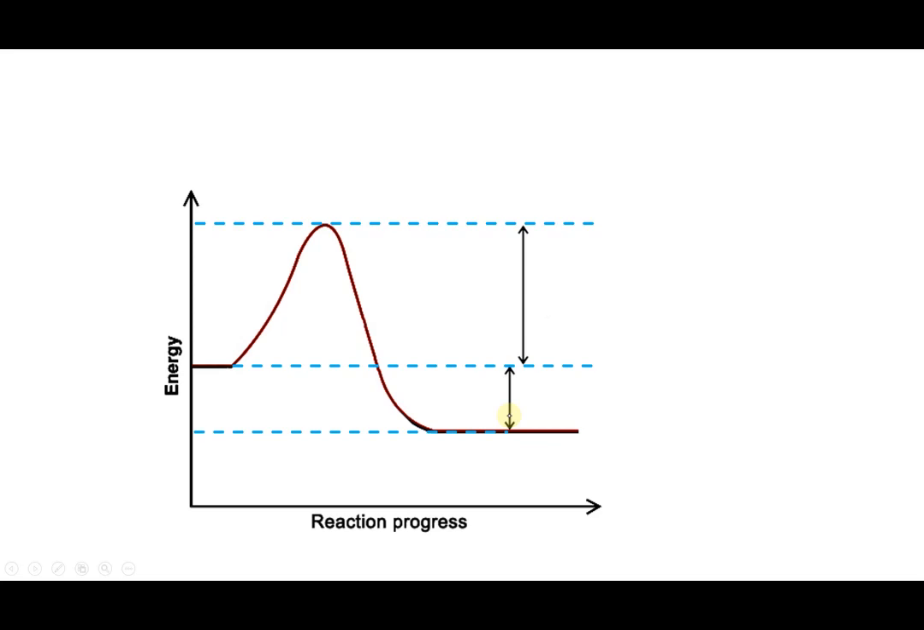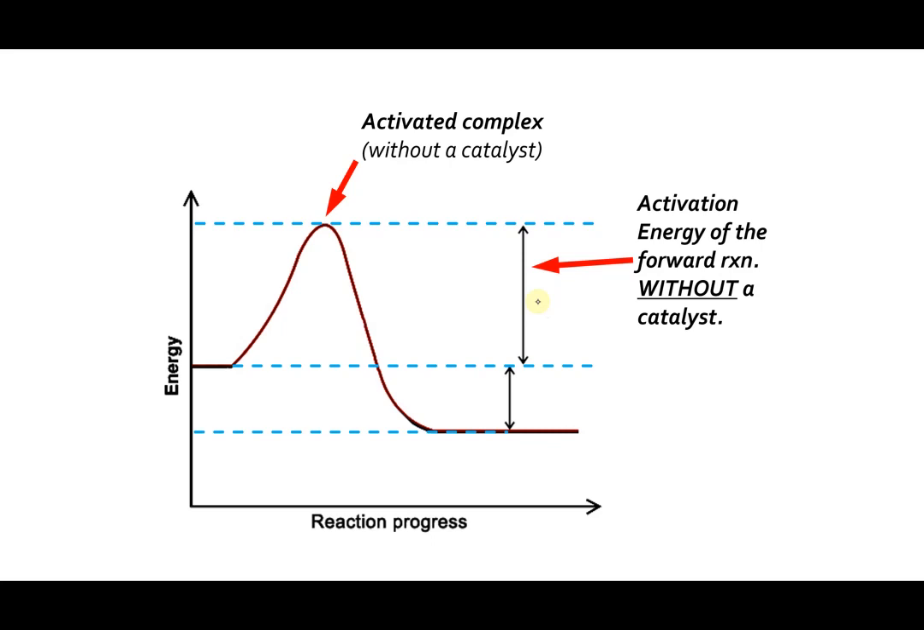And the activation energy then is this tall arrow that I've added in here on the right hand side to represent the amount of activation energy in this reaction without a catalyst. So the activated complex is the tip of that hill that you've drawn in, the activated complex without using a catalyst. And that second tall arrow over here on the right hand side represents the activation energy of the forward reaction if we aren't using a catalyst.